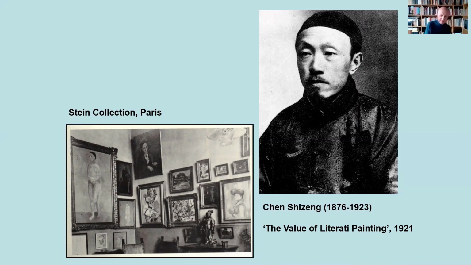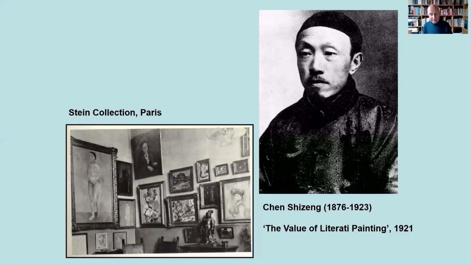This matters because it's the formation which underlies his famous polemic on the value of literati painting, first published in the spring of 1921. Now, to step back a minute, the term literati painting, Wenren Hua, was itself ancient, referring in its origin to the kind of art produced and favored by a social elite of educated men. But its use as a stylistic label was more of a novelty. Some of that novelty can be seen in the fact that the term literati painting, Wenren Hua, doesn't appear at all in the main Shanghai newspaper Shenbao until March 1923, 2 years after Chen's plea for its value.